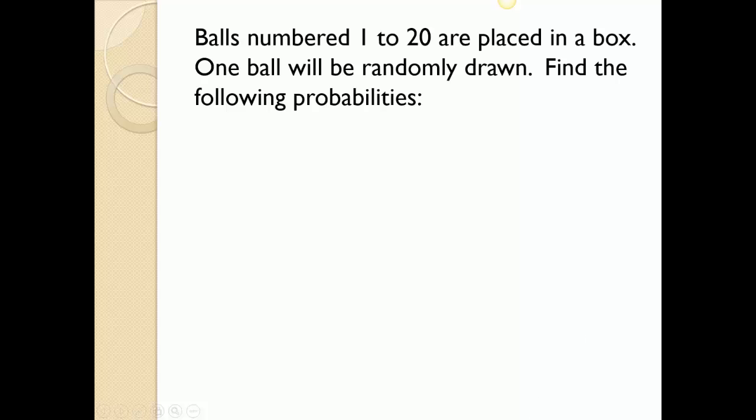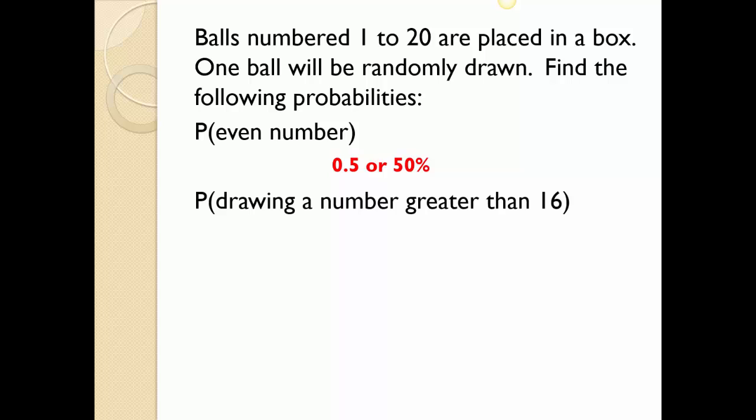So let's try a couple applications. Balls numbered 1 to 20 are placed in a box. One ball will be randomly drawn. Find the following probabilities. What's the probability that we get an even number? Okay, half of the balls are even, so that probability is going to be 0.5 or 50%.